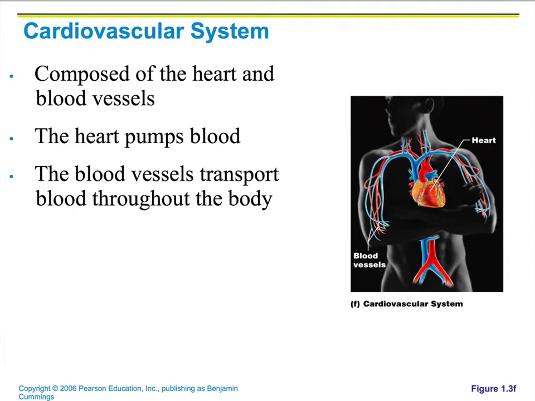The cardiovascular system is composed of the heart and blood vessels. The heart will pump blood into the blood vessels, which will supply the body and the tissues with blood and also transport waste and other substances.